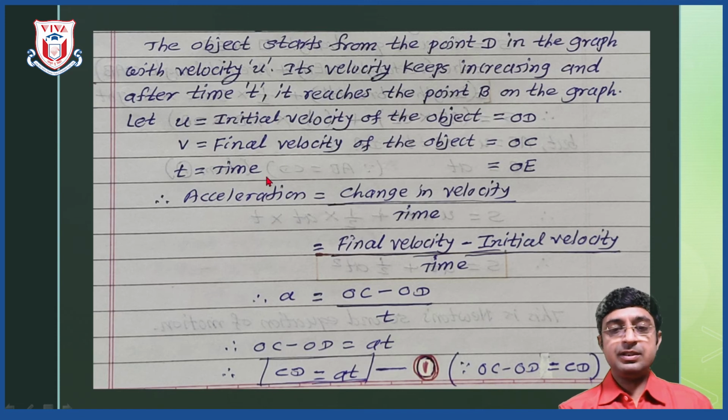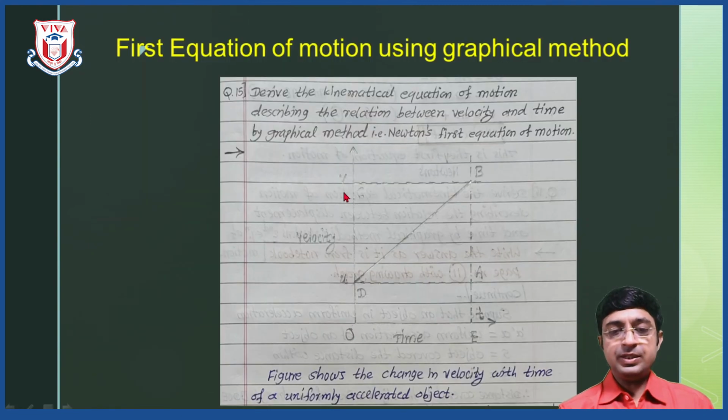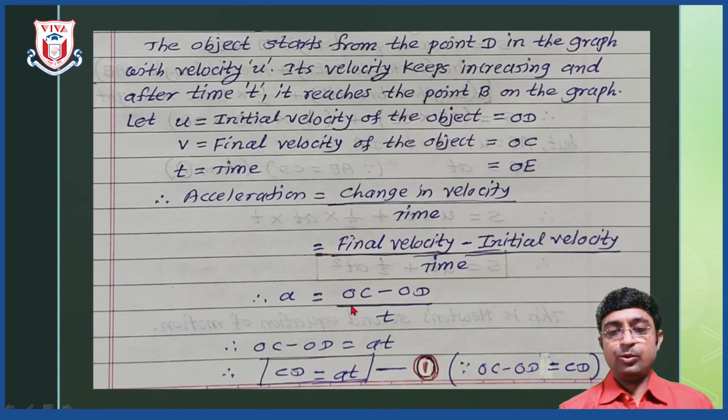What is the final velocity? Check here. Final velocity is OC minus initial velocity OD, that we substitute here, upon time indicated by the letter T. But OC minus OD means what? Check in the graph. From point O to C minus O to D. So what remains? Only the distance CD remains. So OC minus OD is nothing but CD. So that is nothing but the AT.